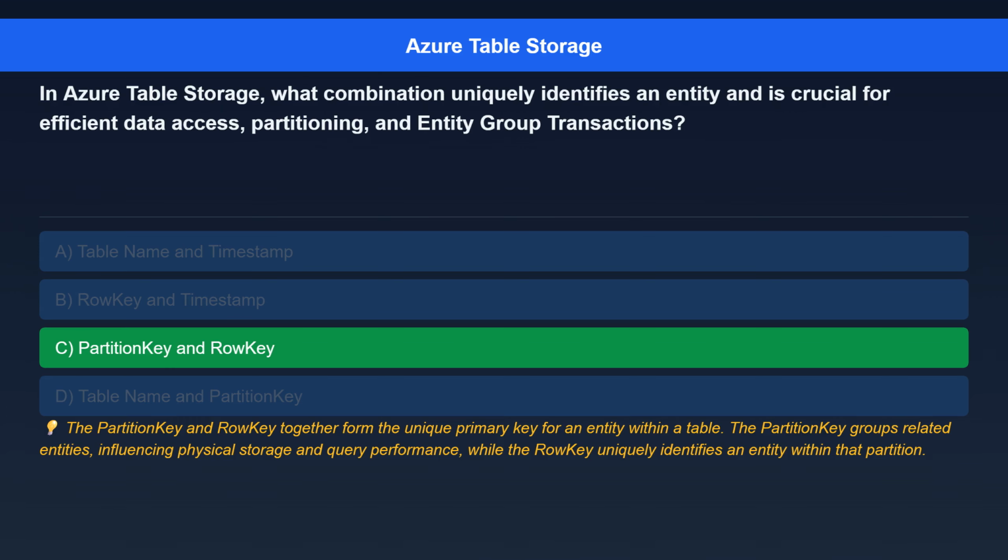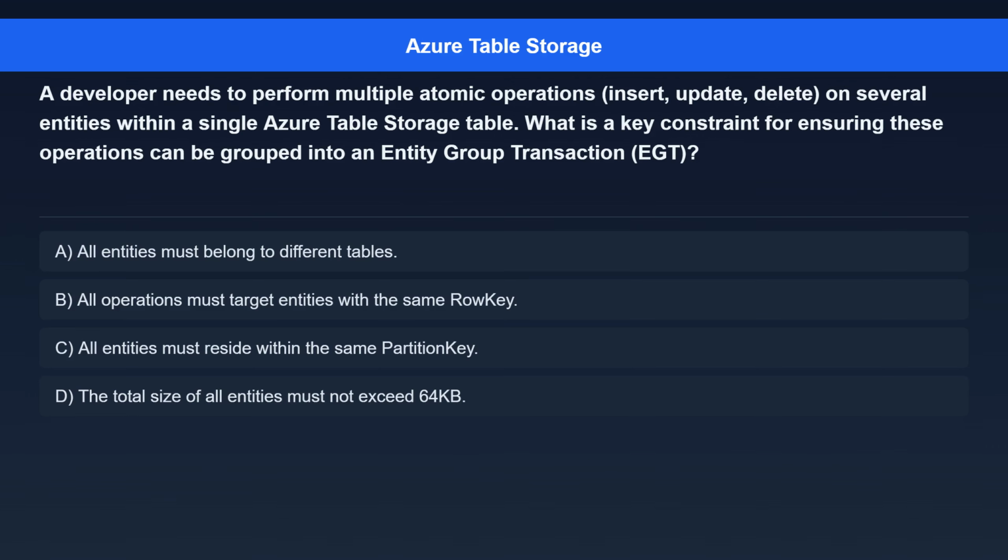The correct answer is partition key and row key. Here's the explanation. The partition key and row key together form the unique primary key for an entity within a table. The partition key groups related entities, influencing physical storage and query performance, while the row key uniquely identifies an entity within that partition.